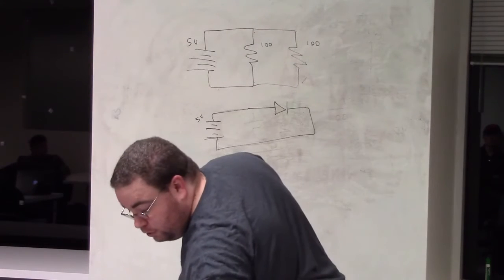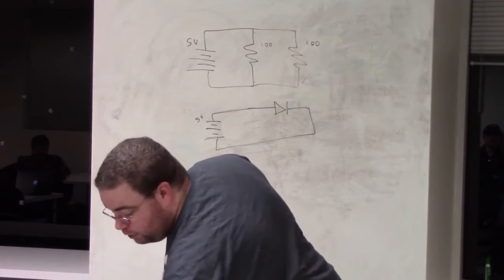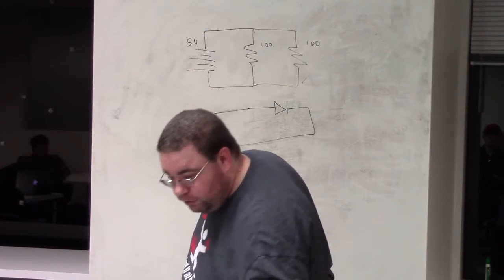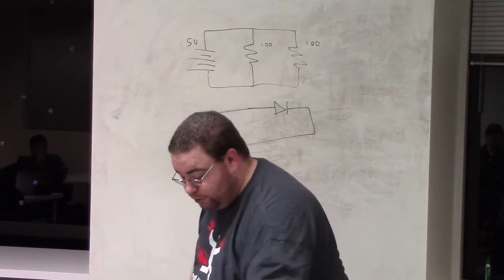So instead, what you do, 100K is no good. 1K? No, 1K will work. So instead, what you do, you put a resistor in series with it.